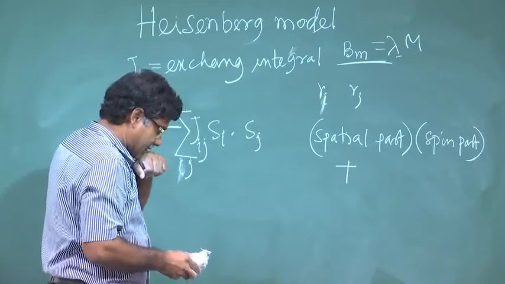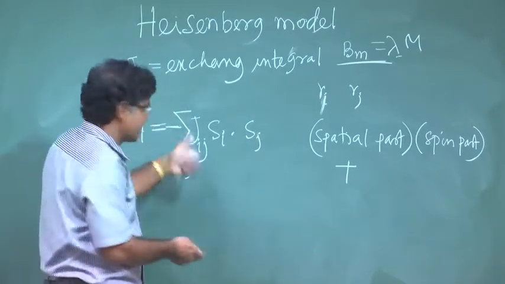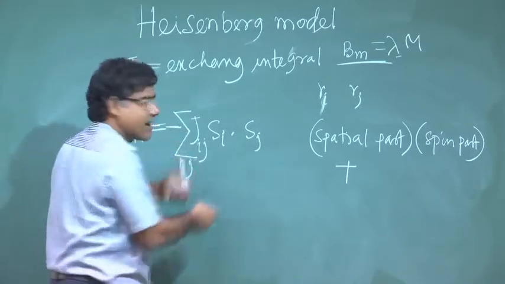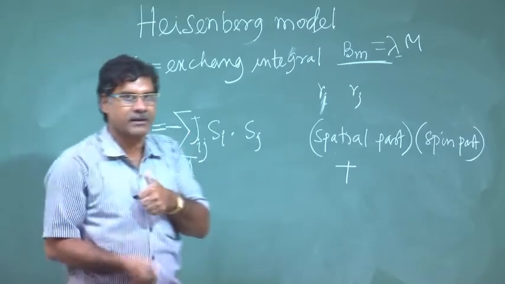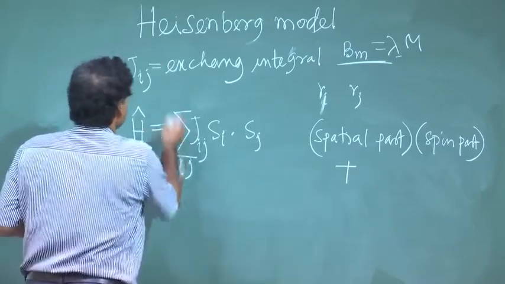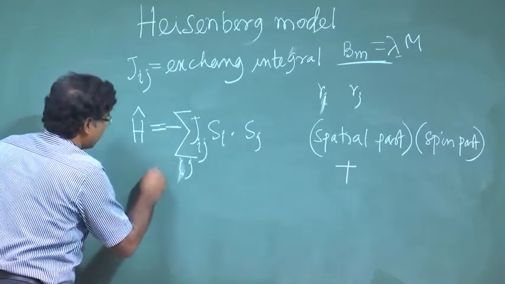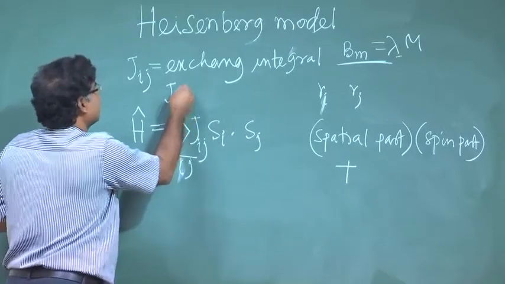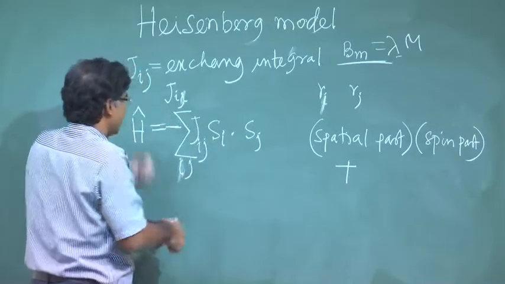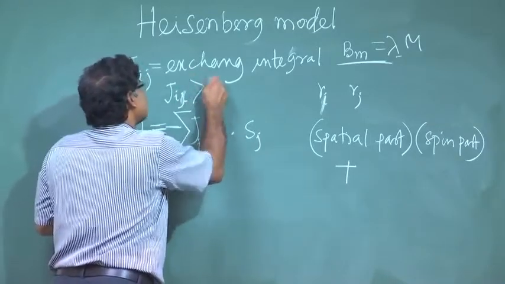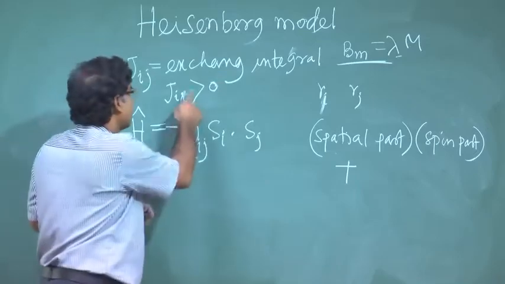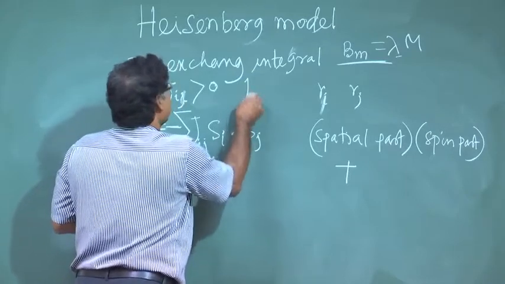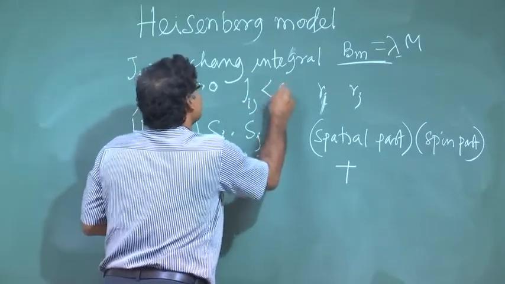Okay. Now, how are they ordered? If the ordering is ferromagnetic, meaning parallel, then this Jij is greater than 0. And if it is anti-parallel, antiferromagnetic coupling, then Jij is less than 0. Okay.